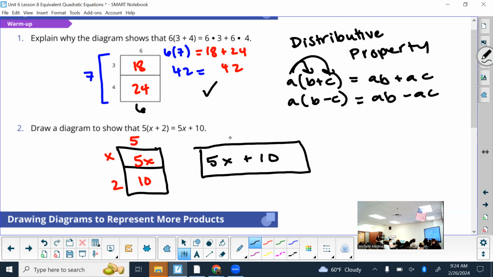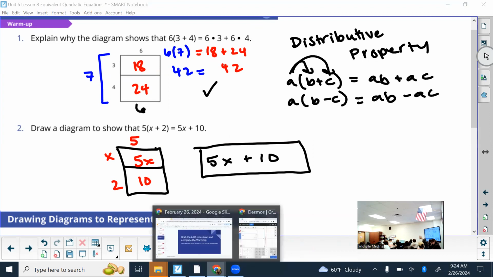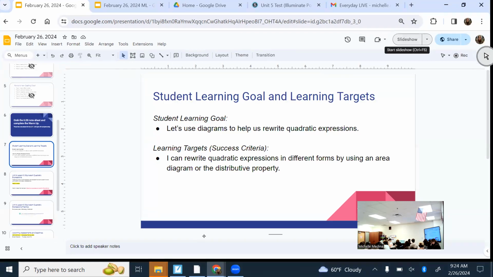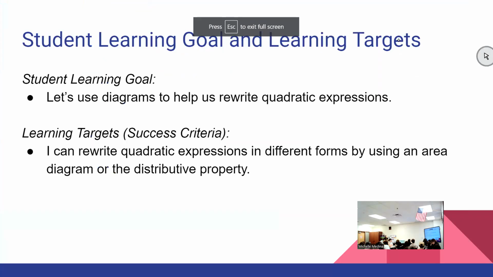If you already know how the distributive property works, great. But that can help you as you go. So let me briefly read you the goal of today. We're going to use diagrams to help us rewrite quadratic expressions. What's the minimum requirement for something to be a quadratic expression?